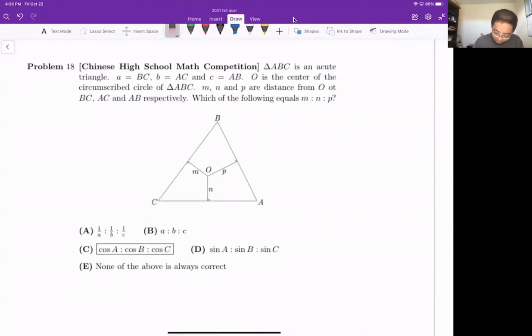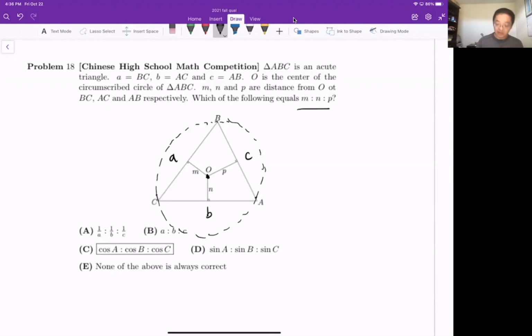Question number 18. Here we have a triangle ABC. It's an acute triangle. A is BC, B is AC, and C is AB. O is the center of the circumscribed circle of this triangle. So let's draw it. Okay. Now M and N are distances from the center to AC, BC, and AB respectively.